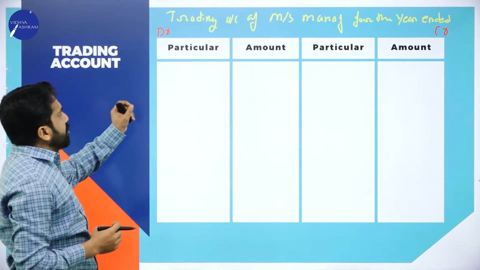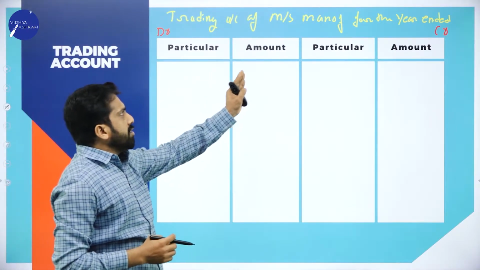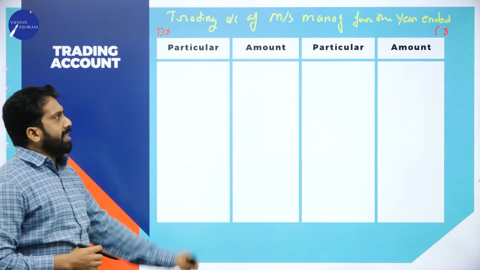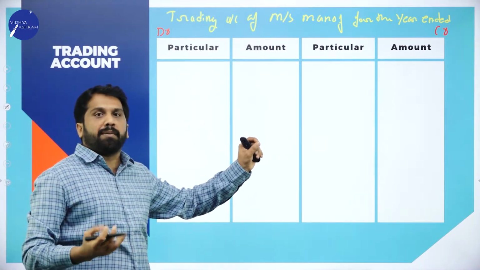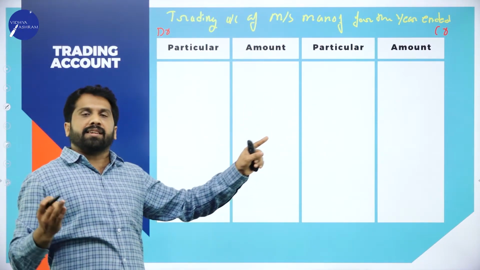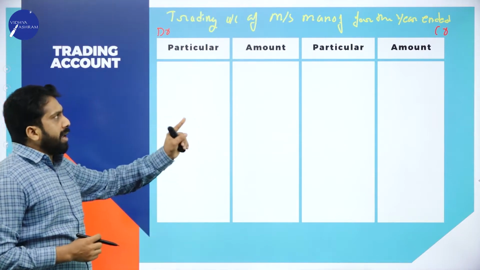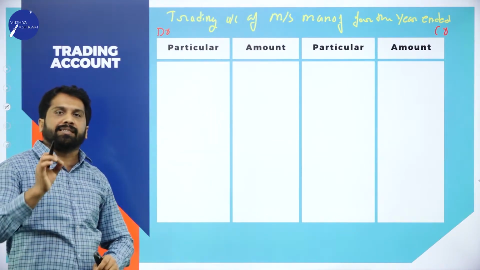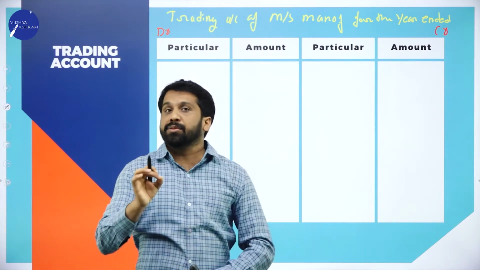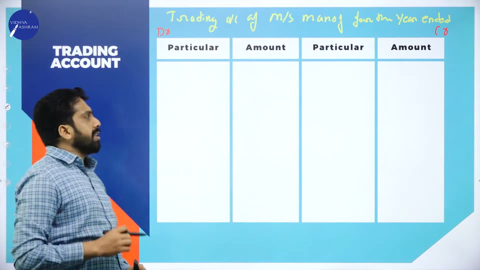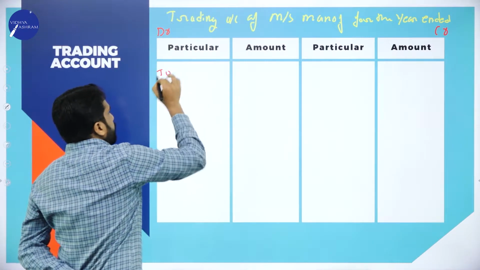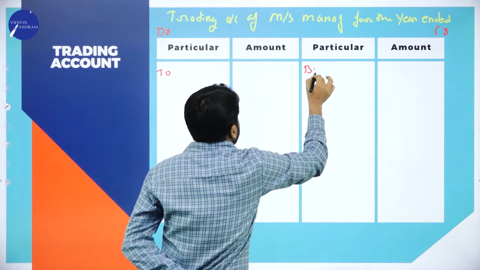You have to mention the year also. Or else you can just write trading account of M/s Manoj for the year 2017. Normally the word year ended we use for the balance sheet, but whatever you prepare, your trading and P&L, that is also for the year ending only. Now, in this debit side, always remember this side is "To".